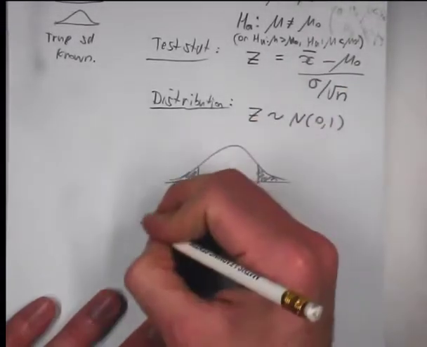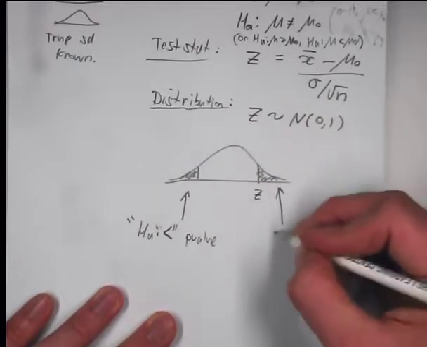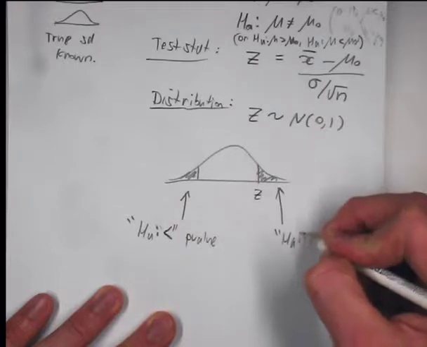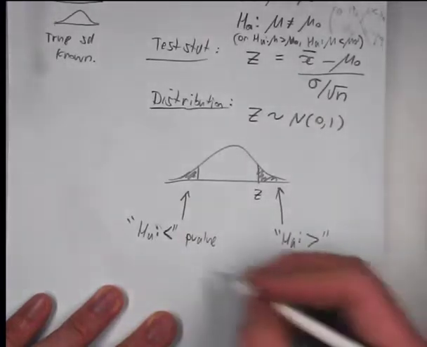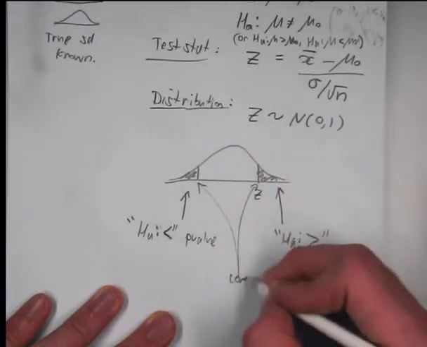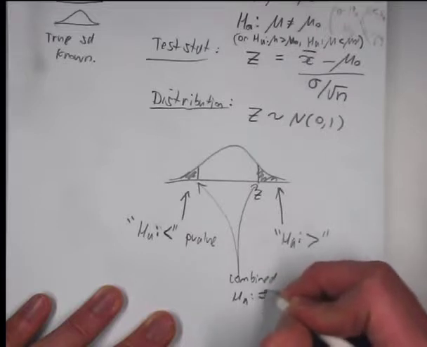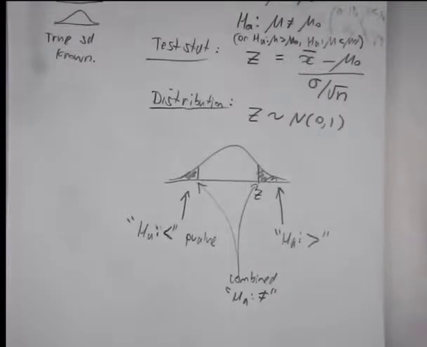So that's our HA less than alternative. This area is the HA greater than alternative, and the two combined is the HA not equal to alternative p-value. Okay, that's my picture. I quite like putting pictures on cheat sheets because it's not worth the time of trying to read the words.